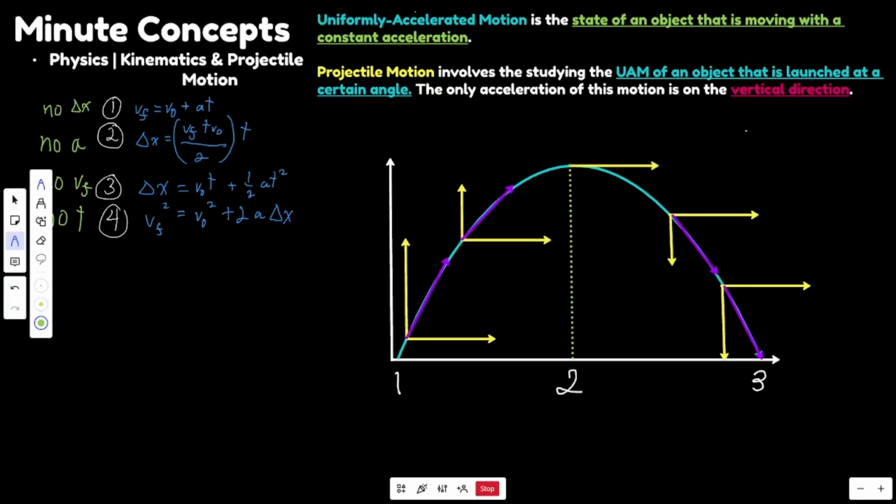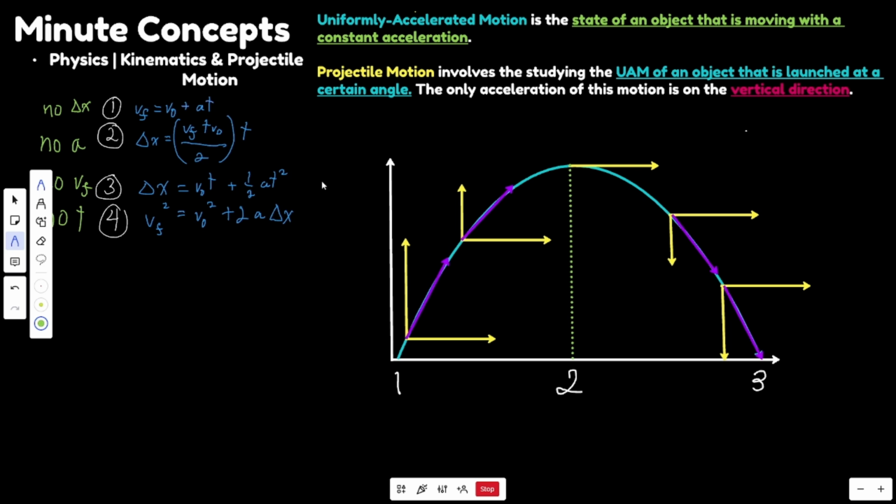Hello everyone and welcome to another minute concept video regarding kinematics and projectile motion. So for this in-depth video, we're going to be discussing again what we learned about kinematics and projectile motion and how projectile motion works. So first, let's redefine kinematics as well as projectile motion.